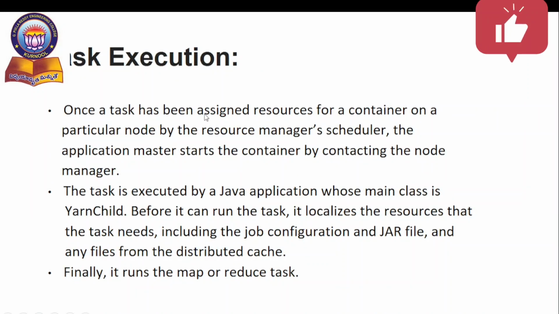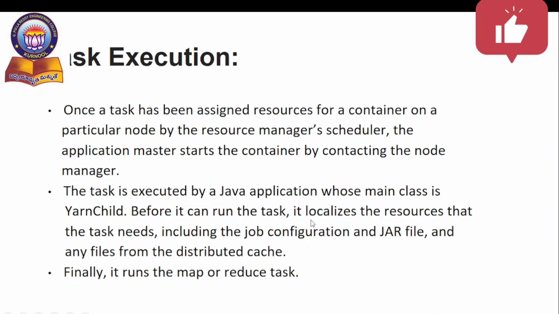Now task execution. Once a task has been assigned resources for a container on a particular node by the resource manager scheduler, the application master starts the container by contacting the node manager. So after contacting the node manager, then only it starts the application master, which takes the data from the container. The task is executed by a Java application whose main class is YarnChild.